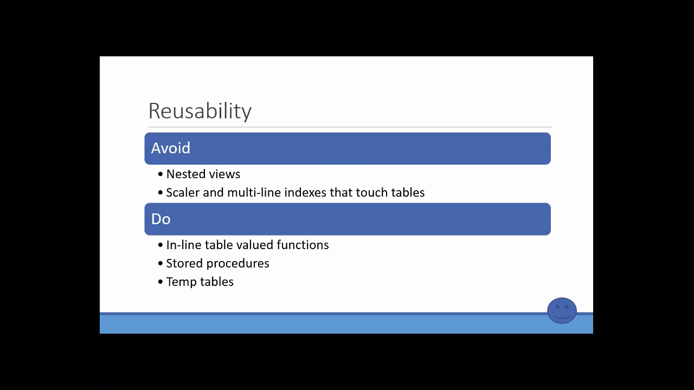So avoid nested views. Avoid scalar and multi-statement functions in tables. There's a type of function, an inline function, that does touch tables, but the only thing inside that function is a query. SQL Server turns that into a join. If you have multiple statements in that function, or if you're using that function as if it's a scalar function, SQL Server is going to call that over and over and over, once for every row in the results. So I'll show you an example.